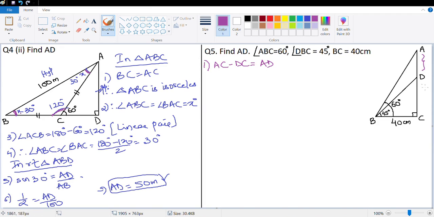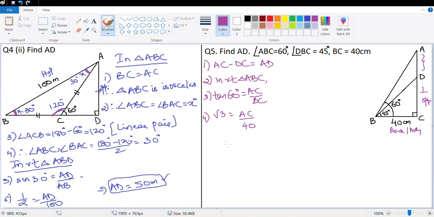So first we can calculate the length of AC. The reference angle is 60 degree. This would be opposite or perpendicular, and this would be base or adjacent, which means we're looking at tan. So in right triangle ABC, what we have is tan 60 degree is equal to AC upon BC. Tan 60 degree is equal to root 3. So root 3 is equal to AC upon BC, BC is 40, which means AC is equal to 40 root 3 centimeter.